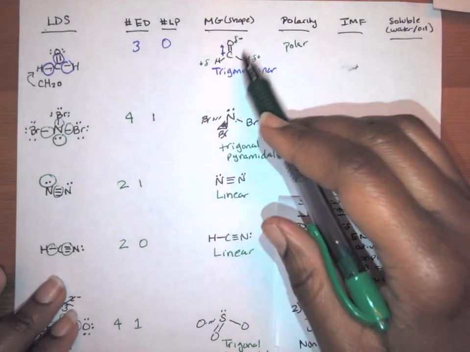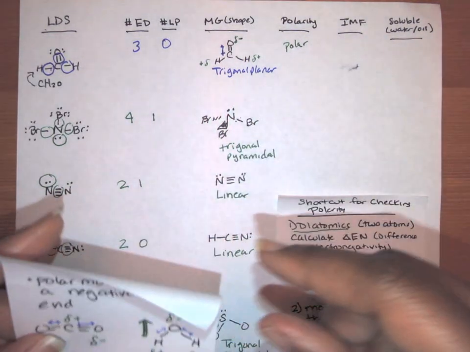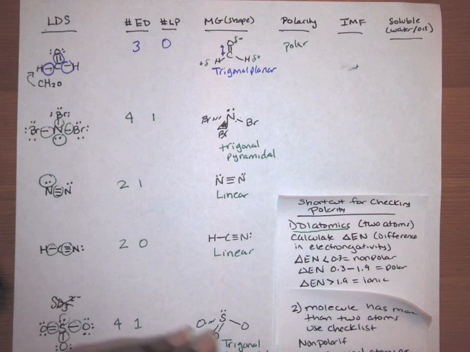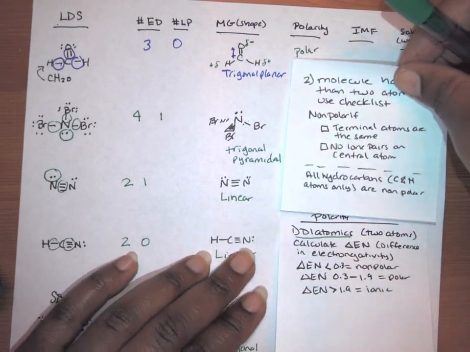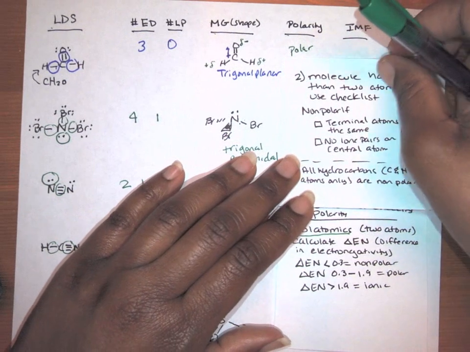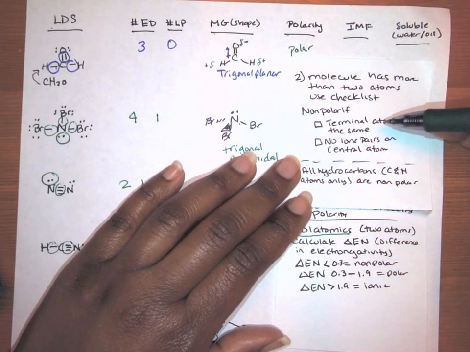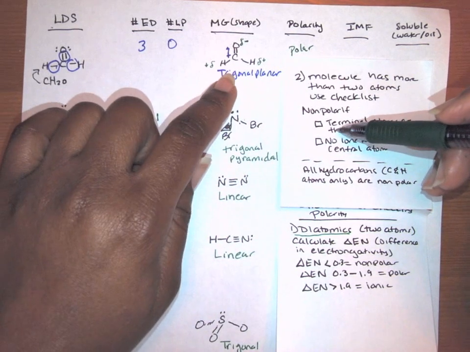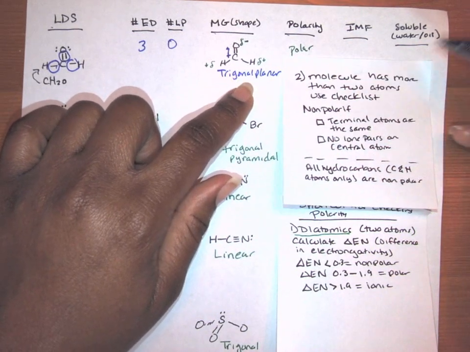And so drawing it this way with this shape will help to see that more clearly. So that's why we learned via CPR. Now, what if I didn't want to do that, just want to use a checklist? If I look at my checklist here, this molecule has more than two atoms, so I'm going to use this part of the checklist. It's nonpolar if the terminal atoms are the same. I can't check that. I can't even check that first box, so it's automatically polar. Remember, you have to check both of these to be nonpolar.